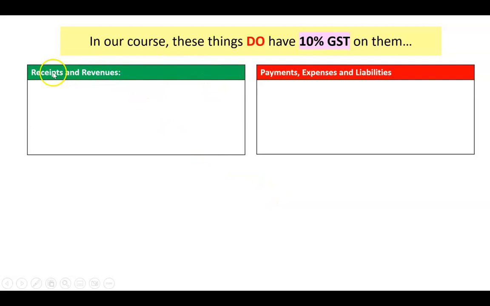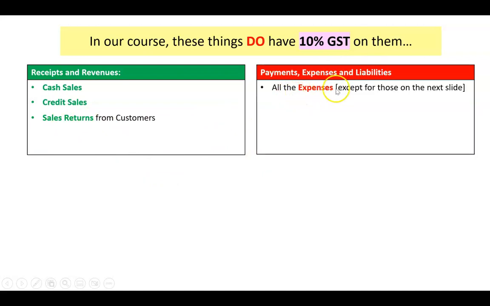Let's divide them into two groups. Out of the money we receive and the revenues we make, which can often be the same thing, let's do them here. And over here, the things we pay or the expenses we incur, our liabilities, let's put them there. The receipts and revenues that will always have GST in our course are our cash sales, our credit sales, and our sales returns from customers. We haven't even dealt with what a sales return is. These lists are going to have things that we haven't dealt with yet, okay? So we're just going to write down our note and keep it for later and say, yeah, sales returns will have GST.